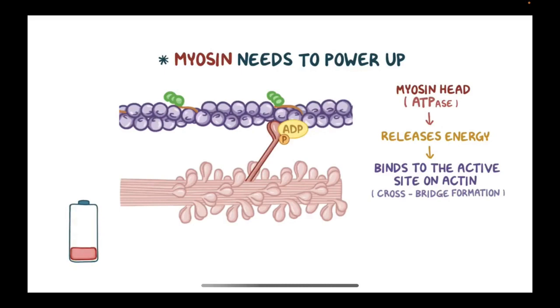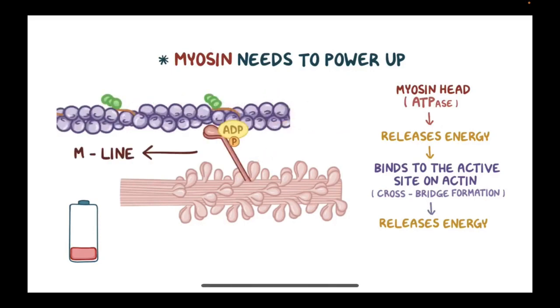Next, the myosin heads bind to the active site on the actin filament, and this is what we call the cross bridge formation. The cross bridge formation is triggered to release the stored energy in the myosin head, kind of like firing it up, as I've shown you here on your screen right now.